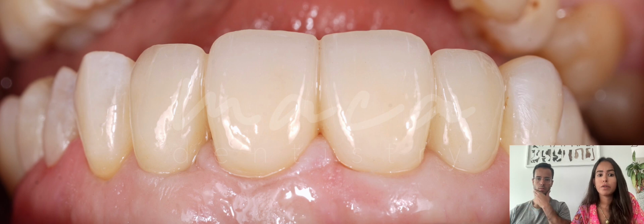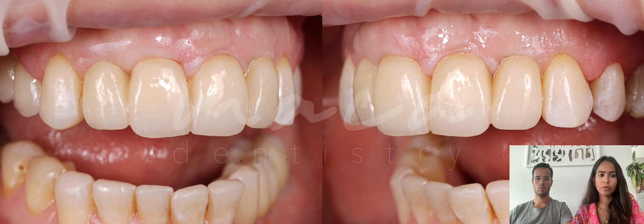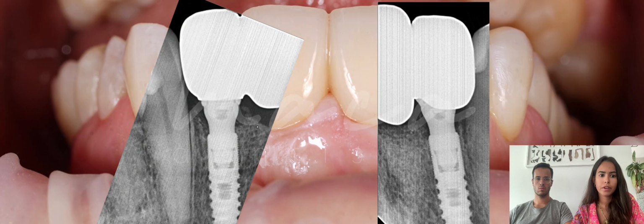This is a close-up of the anterior bridge immediately after placement on a front view and also in lateral views. In these periapical x-rays, we can appreciate the proper fitting of the bridge to the OMNI abutments.